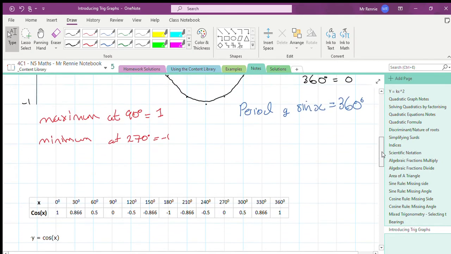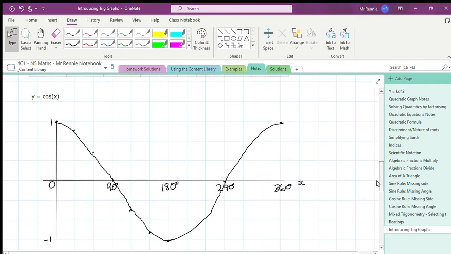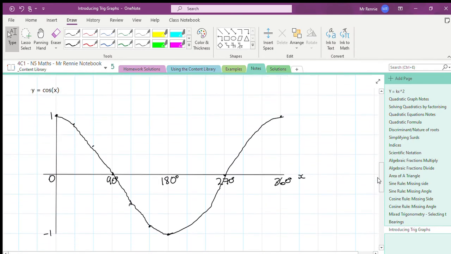So again, we're going to talk about the key points for cos. It's very similar to sine. We had a lot of the same values in our table. However, there were a few differences. The main one is it starts at the value 1. When you put cos of 0 in your calculator, we actually get 1, so it starts at 1.